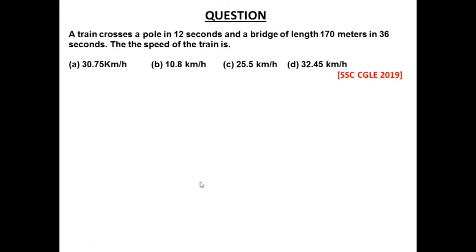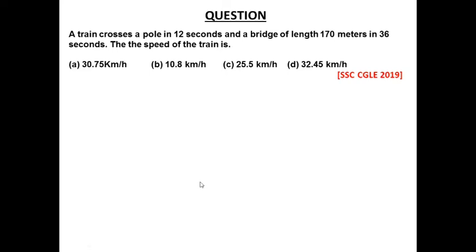Here, the main concept we need to understand is, when a train crosses a pole, the distance covered will be equal to the length of the train. At the same time, when the train crosses a bridge or a platform, then the total distance covered by the train will be equal to the sum of the length of the train plus the length of the bridge or platform, whatever it is in the question. Here, the question is about a bridge.